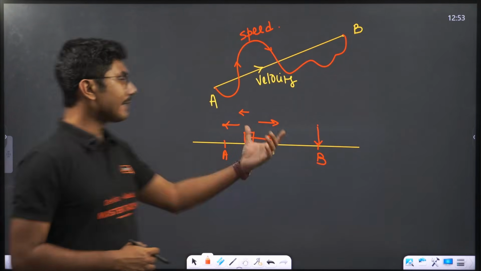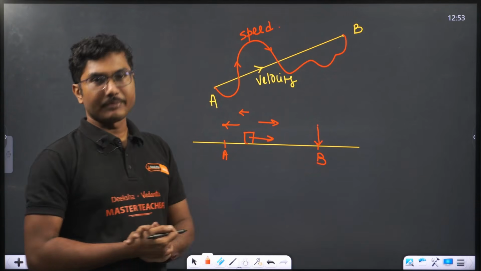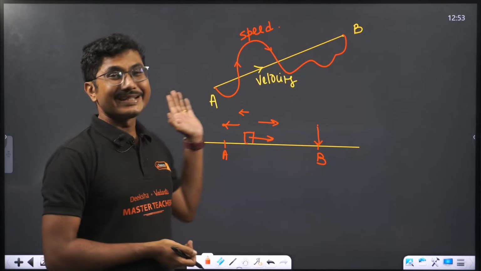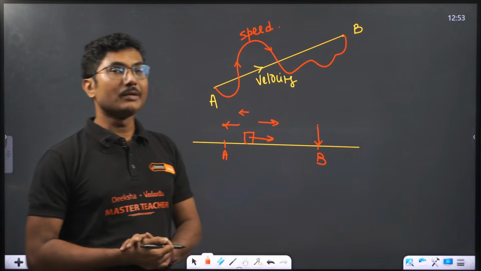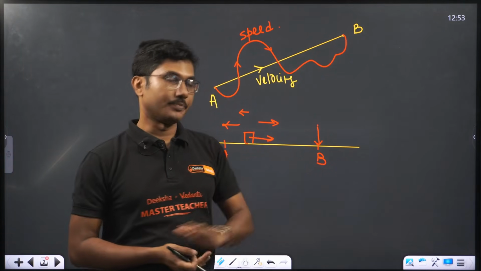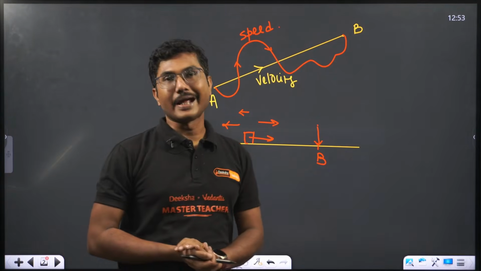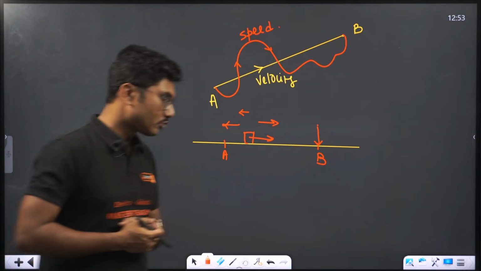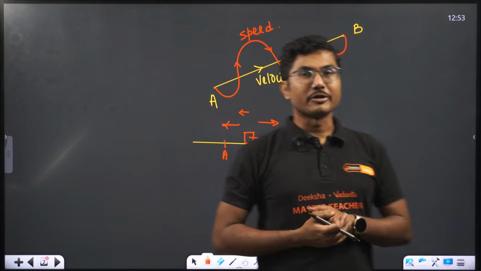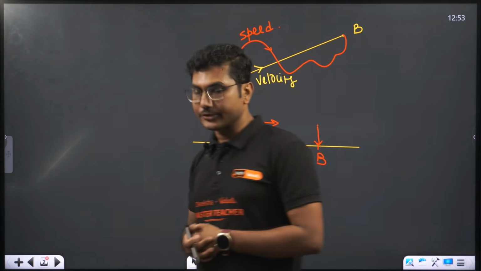Okay, so in that case obviously speed and velocity can be different. Now if the object is moving in a particular straight path in a particular direction, without changing its direction, then it has to be noted that the value of speed and velocity will be the same.